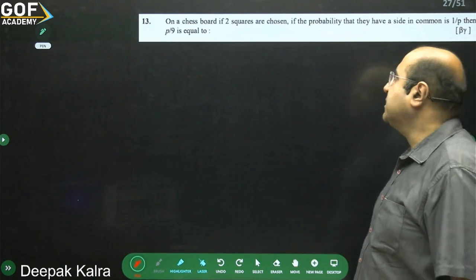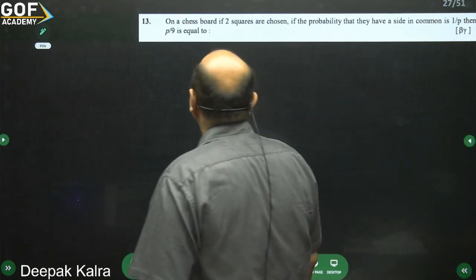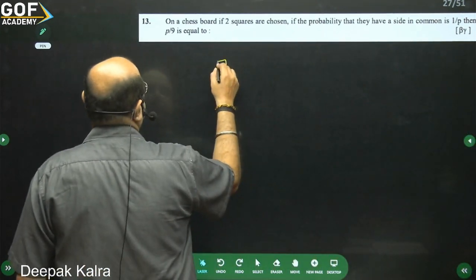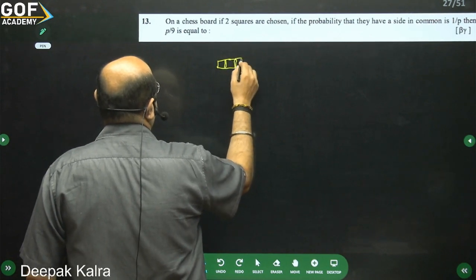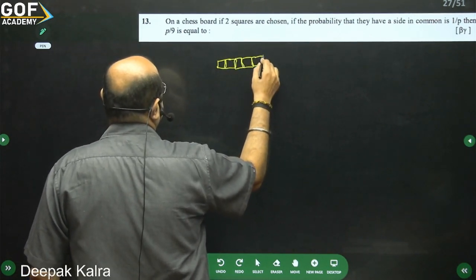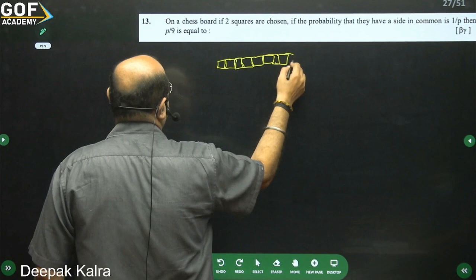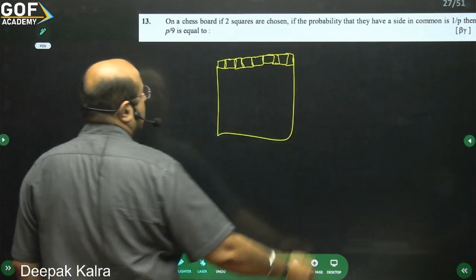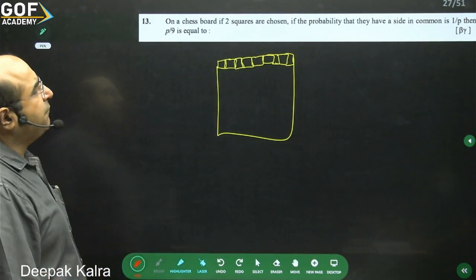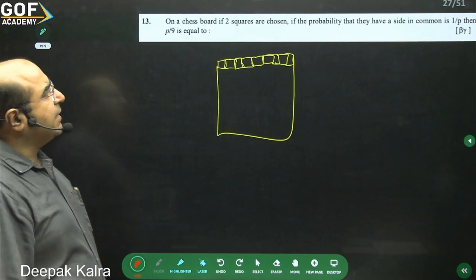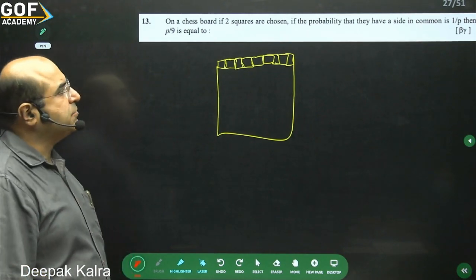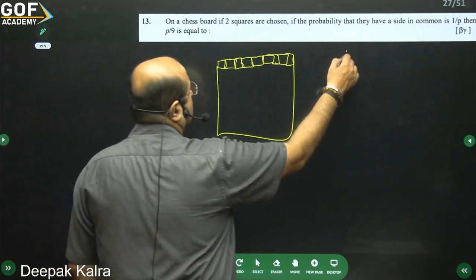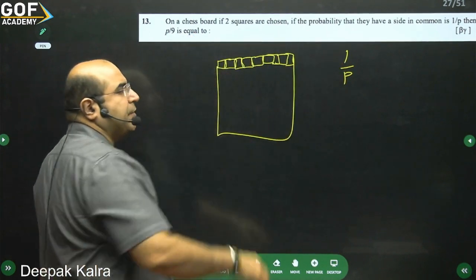Let's deal with this now. On a chessboard, two squares are chosen. Like this. On a chessboard, you know very well. If the probability that they have a side in common is 1 over p, you want to know p over 9.